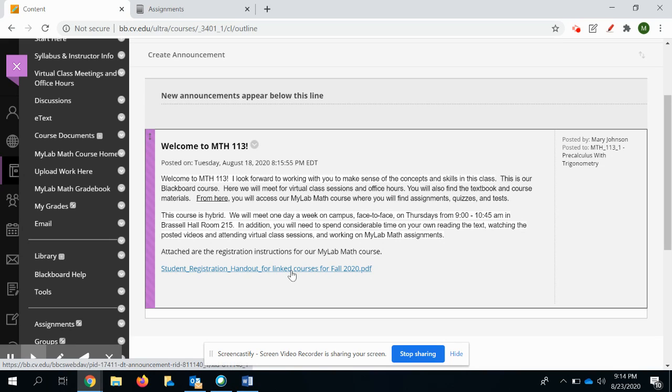Math 113 uses the same textbook as Math 112. So if you took Math 112 here, you will not need to purchase a new access code. You're just going to follow these directions to get registered for my course. If you are brand new here at CVCC, then you need to get an access code so you can participate in our MyLab math course.